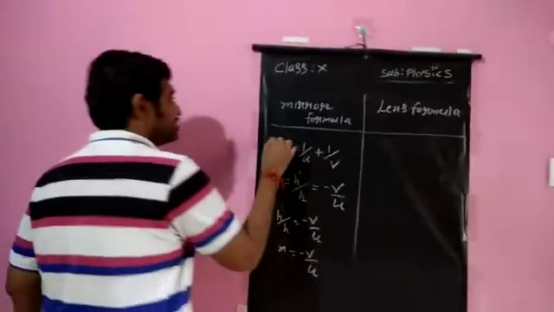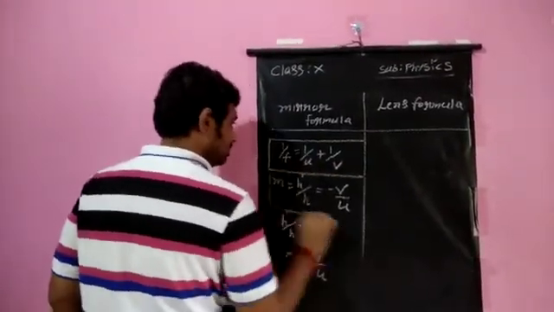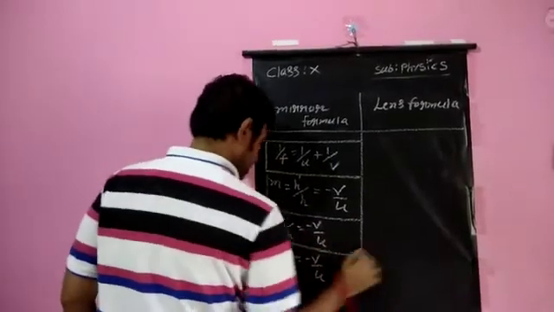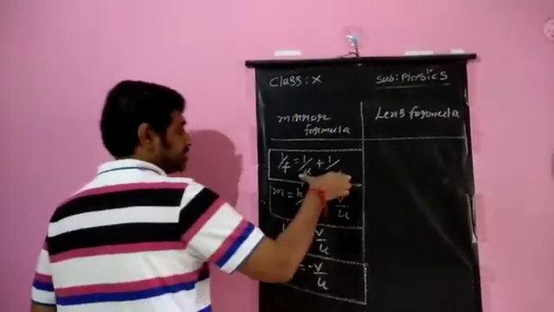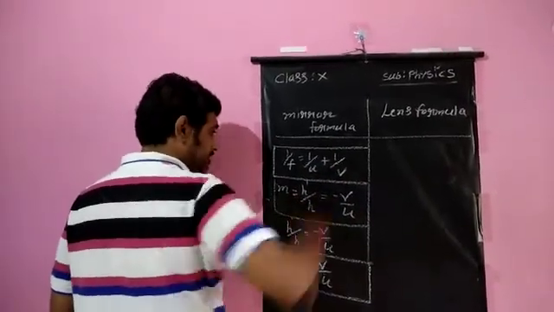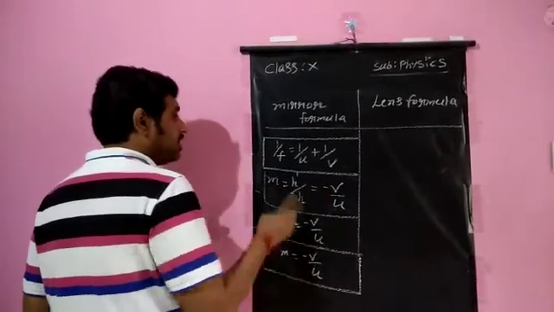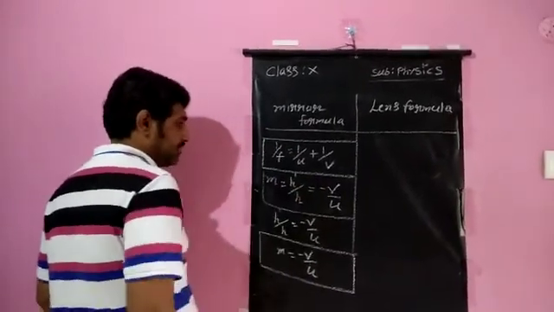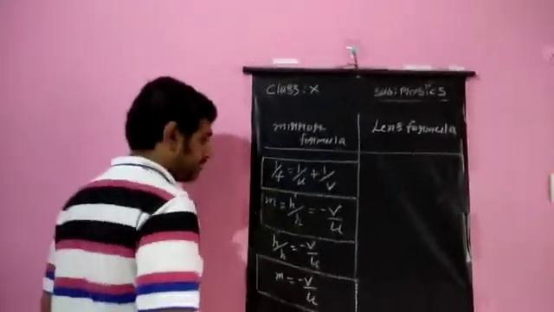There are different forms of the mirror formula. Based on the numerical, we have to select which one to use. These three are involved. By splitting it, you can write magnification equals minus v by u, or h dash by h equals minus v by u. And individually, you can also write m equals h dash by h.